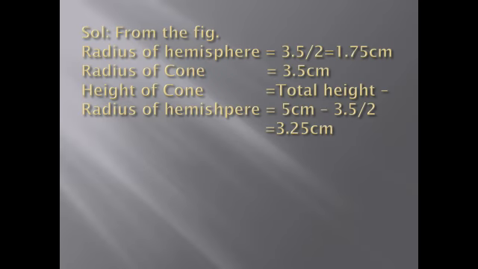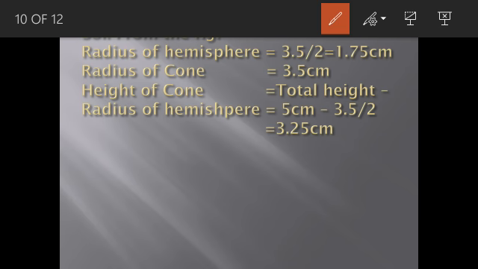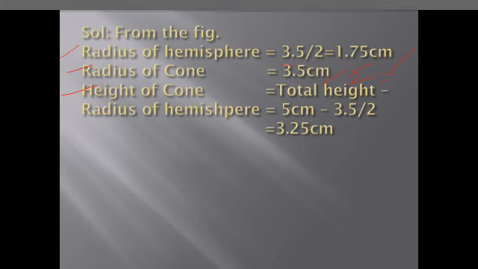So before solving the problem, you should write down what are the things given in the question. So I've written it down: the radius of a hemisphere, that is diameter divided by 2, that is 1.75 cm. You can correct here also. The radius of the cone is same as that of the hemisphere, 3.5 divided by 2, that also gives 1.75 centimeter. Height of the cone is equal to total height minus the radius of the hemisphere.